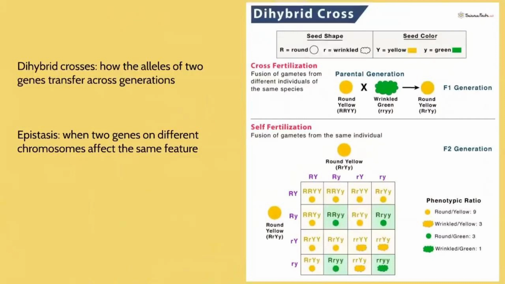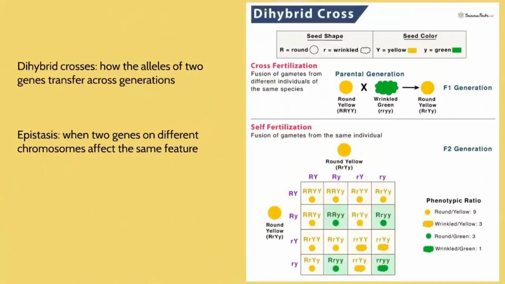So there's another thing that we can talk about, which is called epistasis, and this is where the expression of one gene can actually affect the expression of another gene. And this happens when two genes on different chromosomes affect the same feature. So that is another factor that needs to be taken into account when we're trying to determine the phenotype of individuals, because actually it's not just possibly that one gene that is affecting that phenotype, it might be multiple genes. So you don't need to know any exact examples of this, but you do need to know that epistasis can affect the phenotype that you'll see.